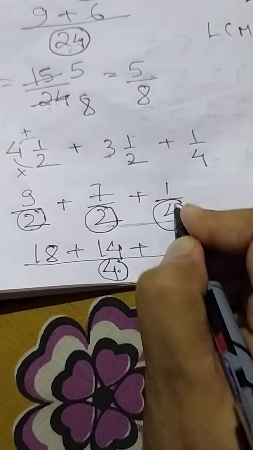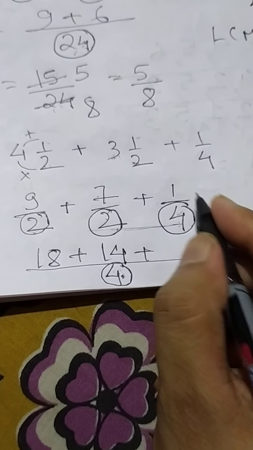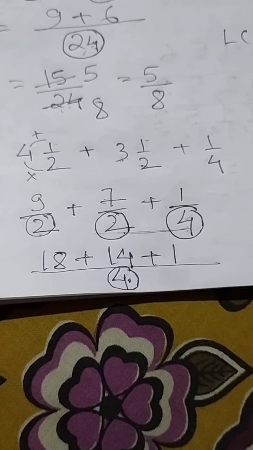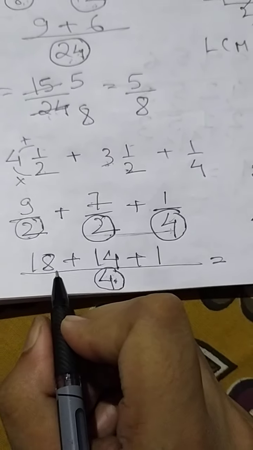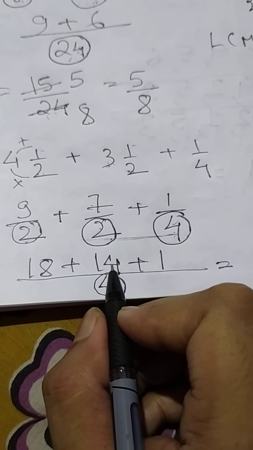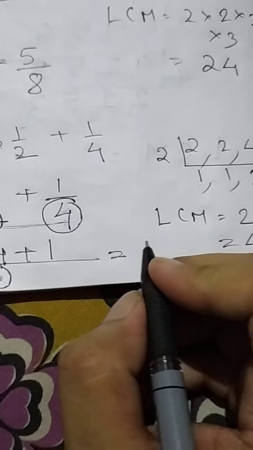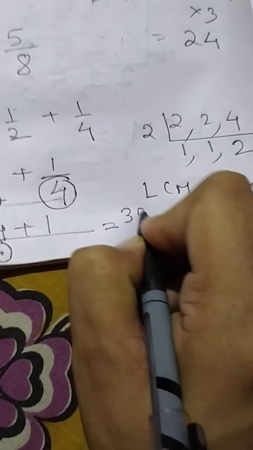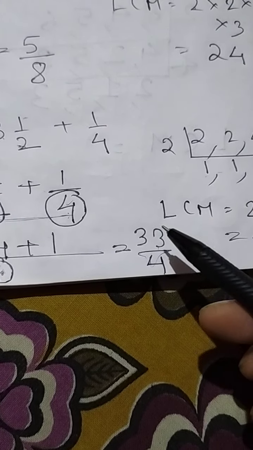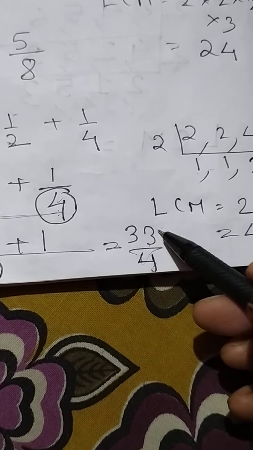Plus, now this 4 and this 4 you will divide. 4 divide 4, how much? 4 divide 4 is 1, and 1 into 1, 1. Now you add. 18 plus 14 is 32, and 32 plus 1 is 33. So your answer will come 33 by 4. Okay, your answer is coming 33 by 4, and you cannot cancel this one. So this is your answer, 33 by 4.